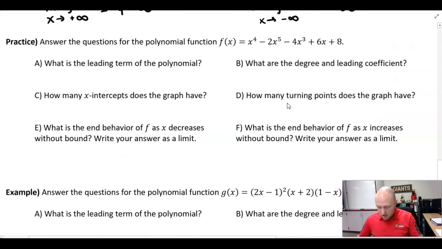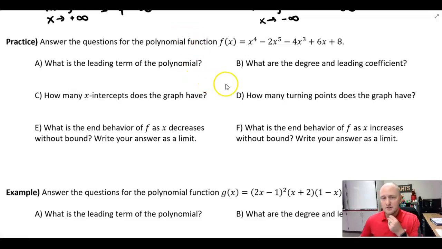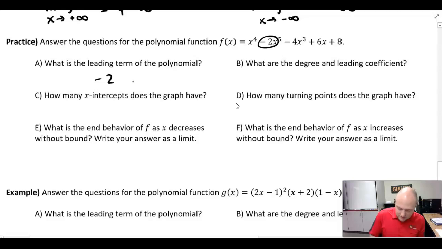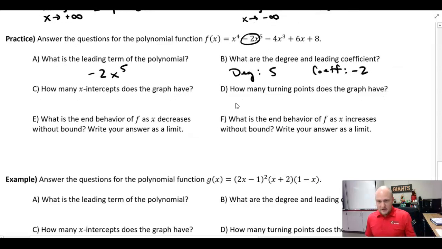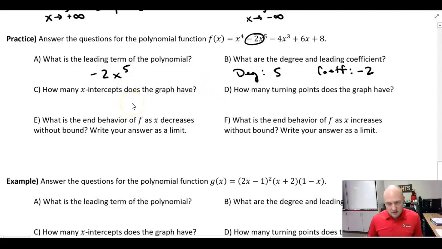Here's a practice problem. Please pause me, try this, and then I'll go over the answers in a second. Okay, hopefully you paused it. The leading term of this polynomial f here is negative 2x to the power of 5. The leading degree is 5, and the coefficient is negative 2. The intercepts will match the degree. That's 5. 5 intercepts max, could be less. How many turning points does the graph have? Maximum, it's going to be one less than 5, which is 4.